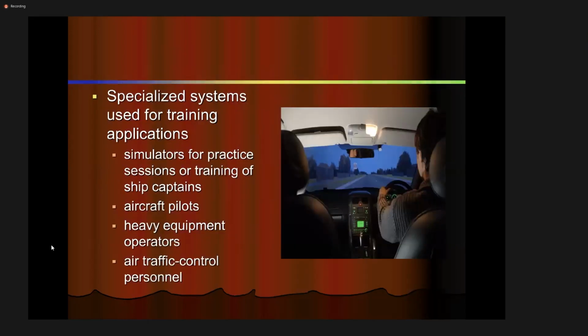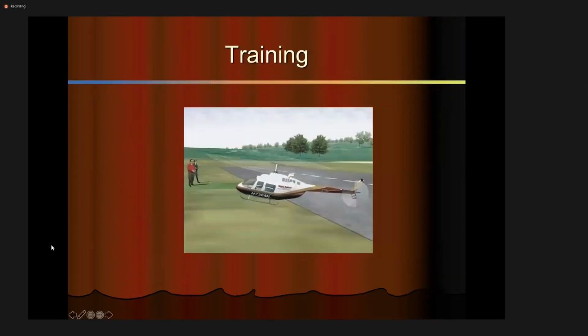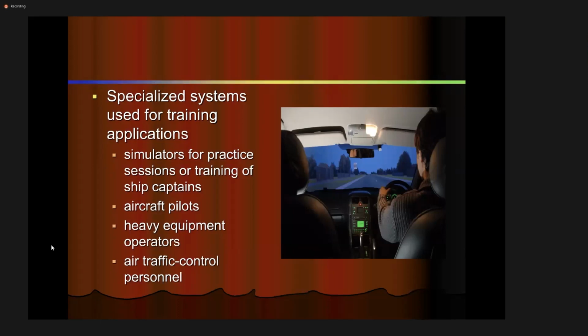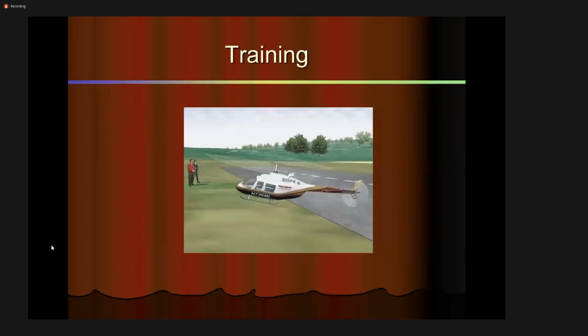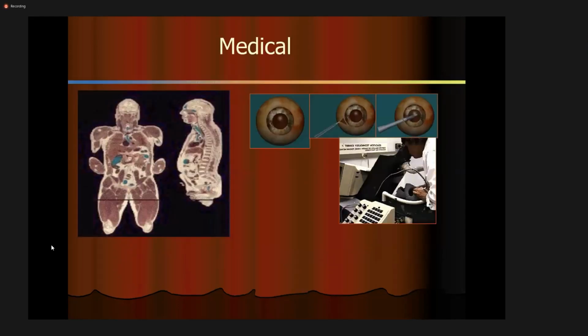And here, virtual driving cars are there. This is an example of a virtual driving car, where you will drive, and driving games are also there. Air pilots, heavy equipment operators, and air traffic control personnel can be trained in virtual environments by using graphical systems. Here, training in flying systems.